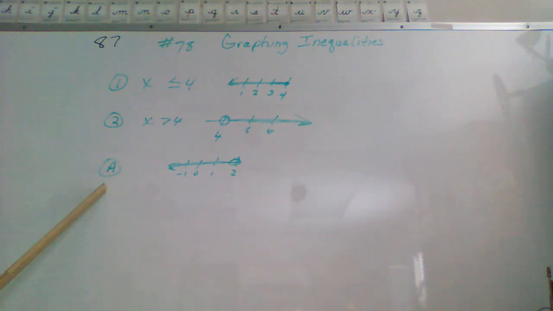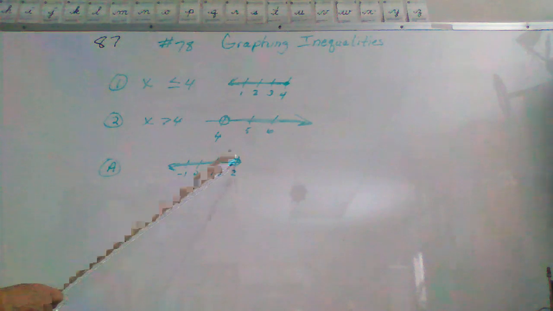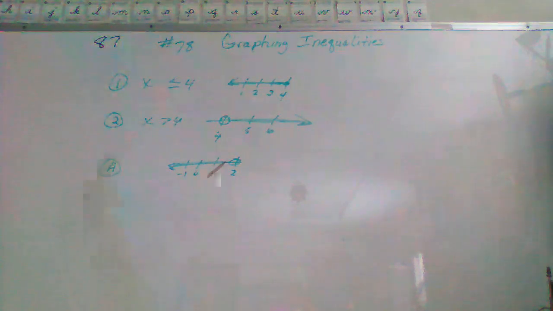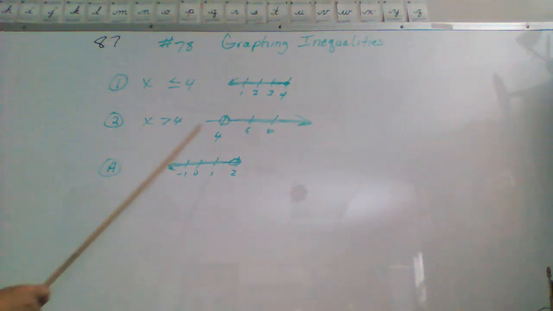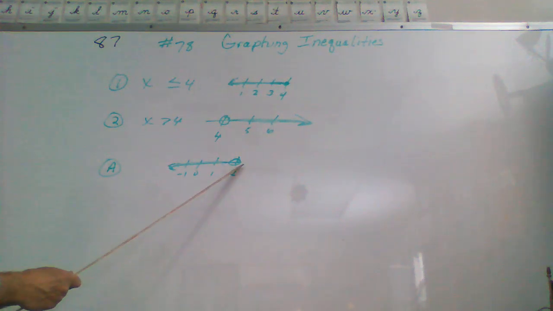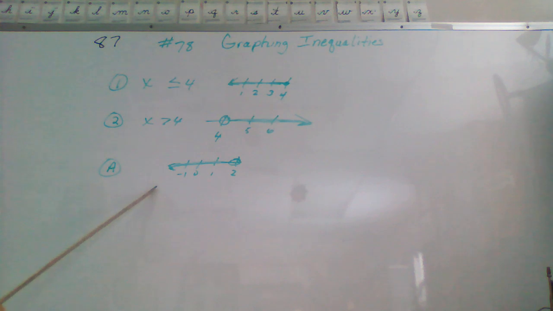On another one, it says in words, they want you to graph everything less than 2. Notice it didn't say everything less than or equal to 2, so it's an open circle going to the left.